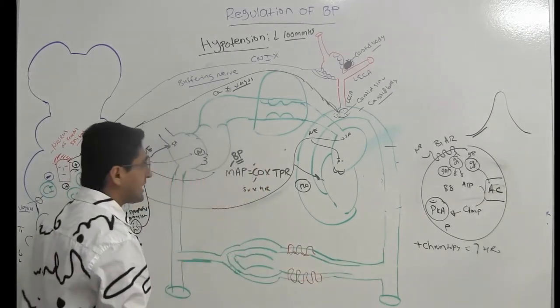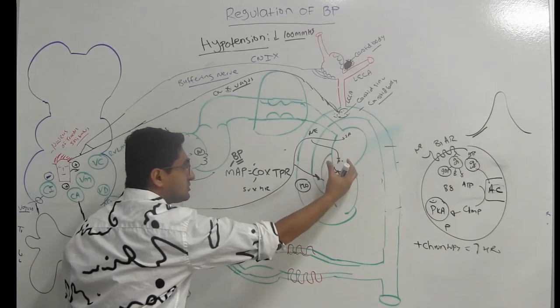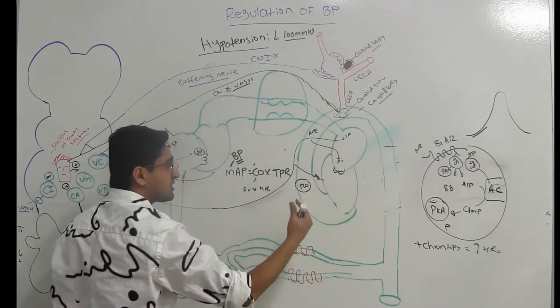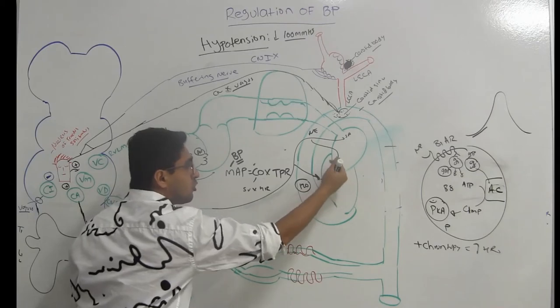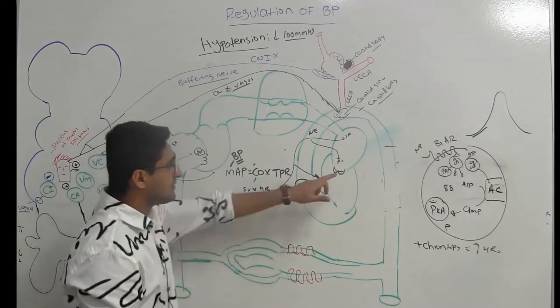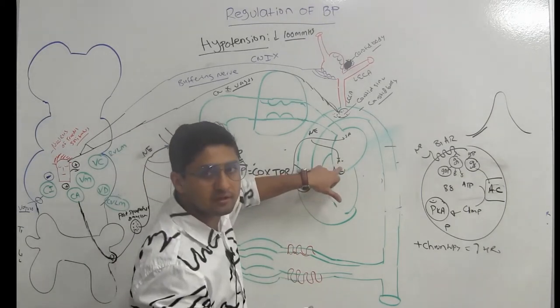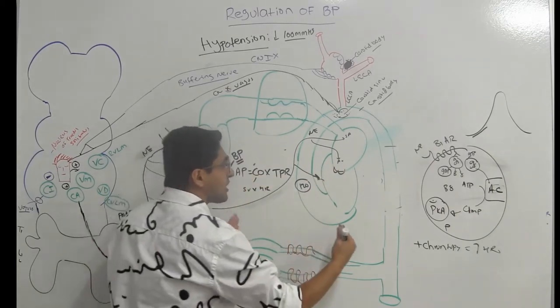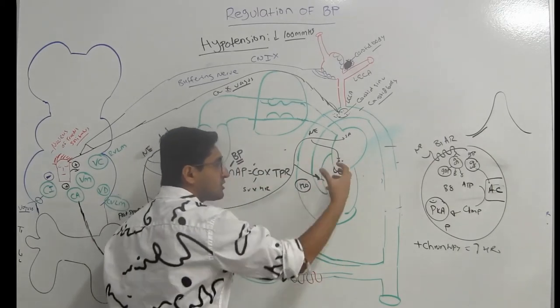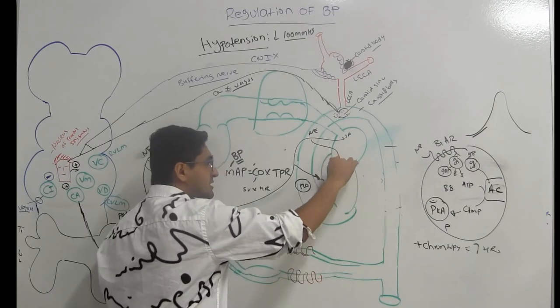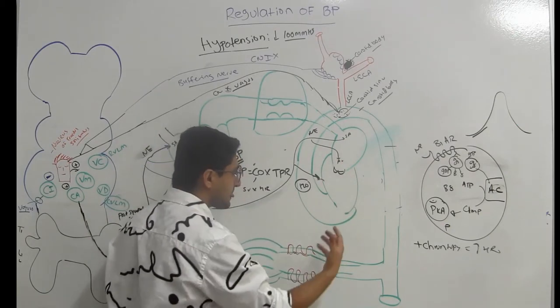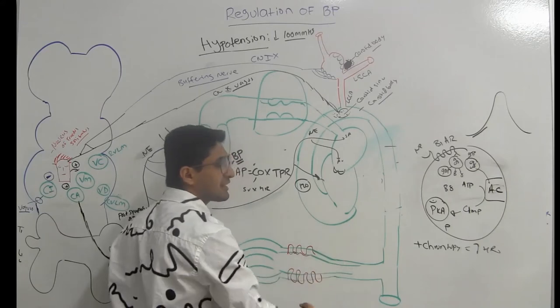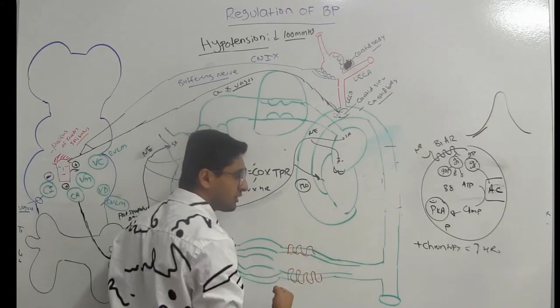Now, something else. They will also work with the same sort of mechanisms of the beta 1 adrenergic receptor. They'll go and stimulate the AV nodal cells. That means the conduction will go up. When the conduction goes up, the electrical impulse going to the ventricular myocardium will be faster, and then these guys will be able to contract, so the contractility will increase.